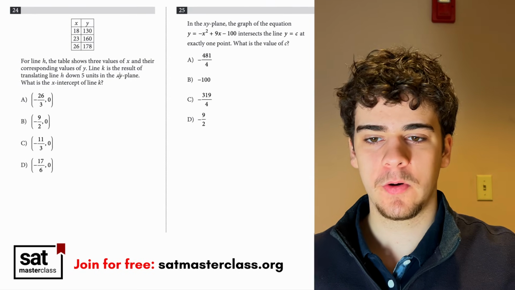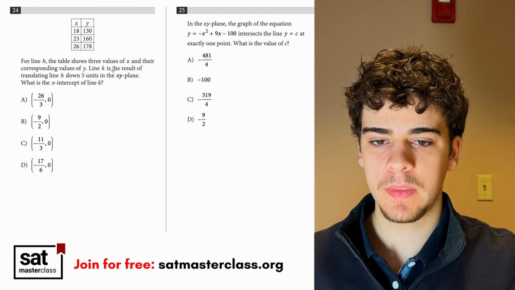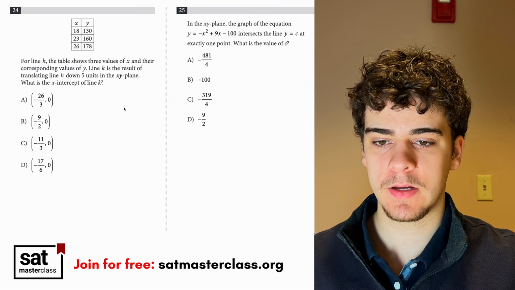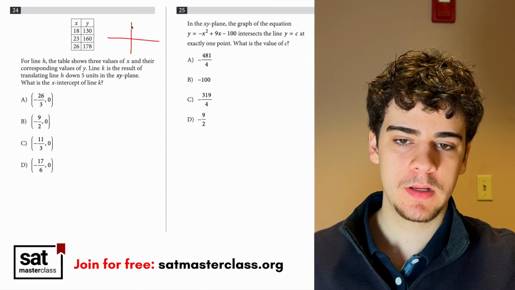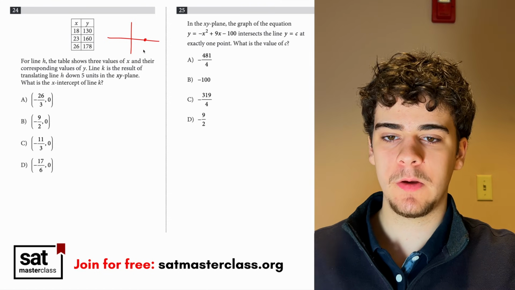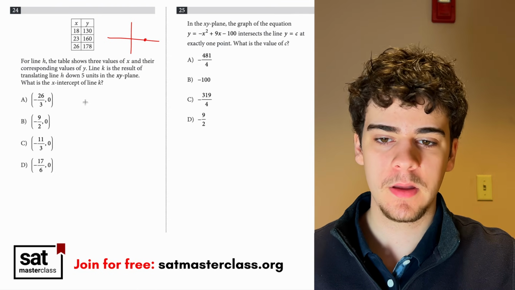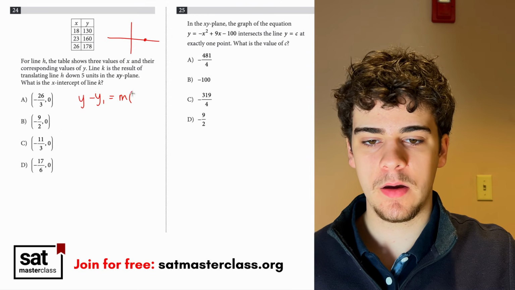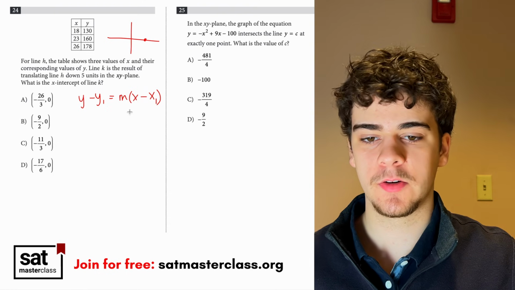Okay, 24. For line H, the table shows 3 values of x and their corresponding values of y. Line K is the result of translating line H down 5 units in the xy plane. What is the x-intercept of line K? So the x-intercept is basically when we pass through the x-axis, so it's going to be when y equals 0. So what we're going to try to do here is get this in point slope form, which is going to be y minus y1 equals m times x minus x1. So the y and the x are just our variables.